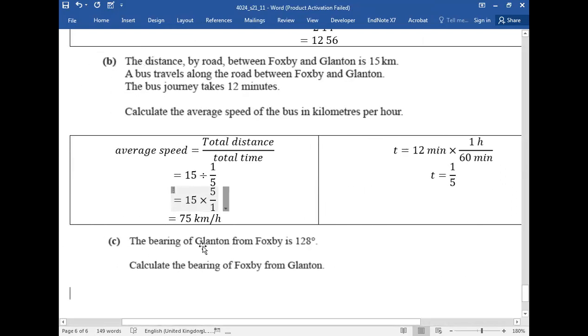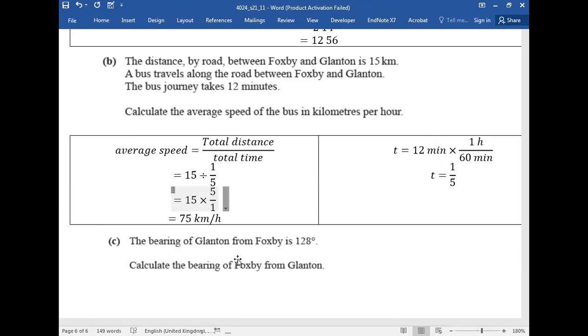The bearing of Glanton from Foxby is 128 degrees. Where am I supposed to draw the north? Foxby pe, okay. One thing is very important. I've told you from Foxby keh raha hai na, Foxby pe north banega. Is that right? North on Foxby. I've told you people one thing, and I've told you in almost 90 to 95% of the questions that thing is provided, but it is a very important thing.